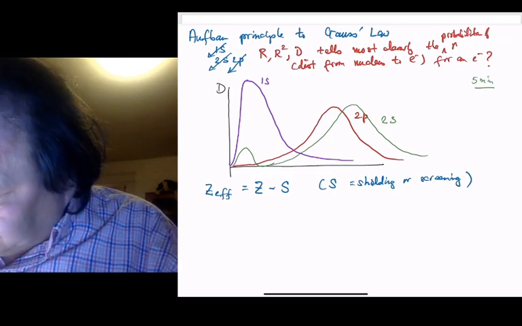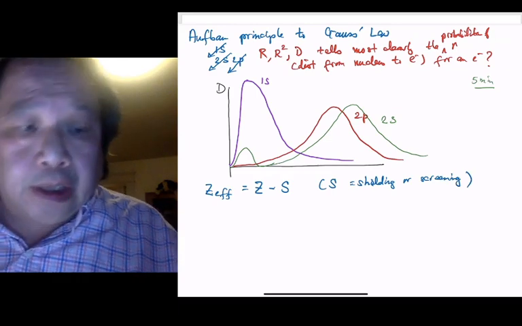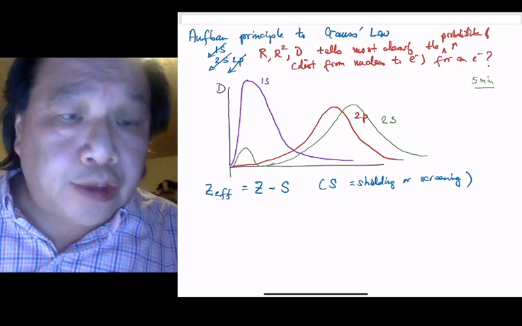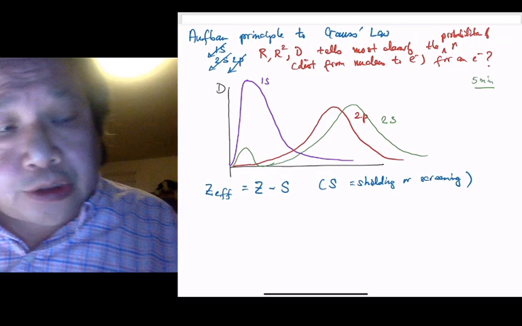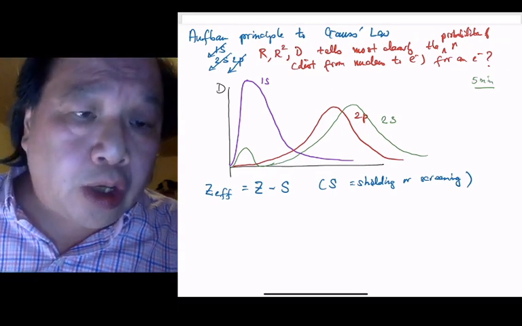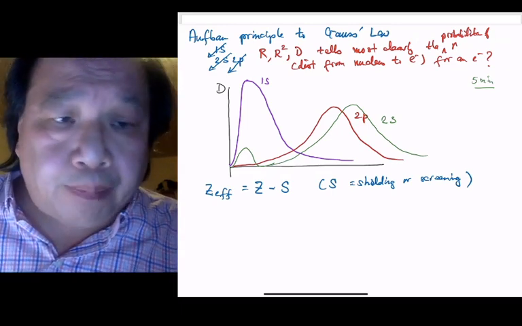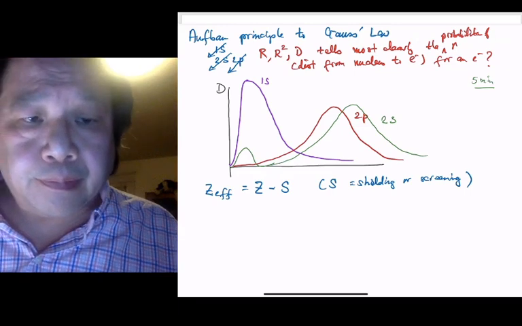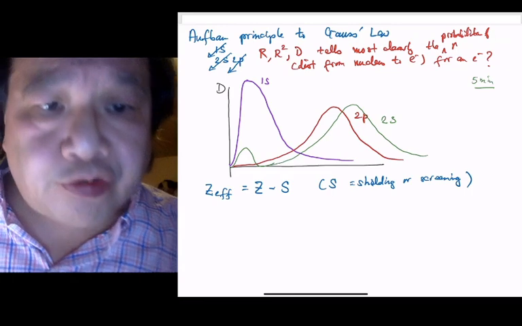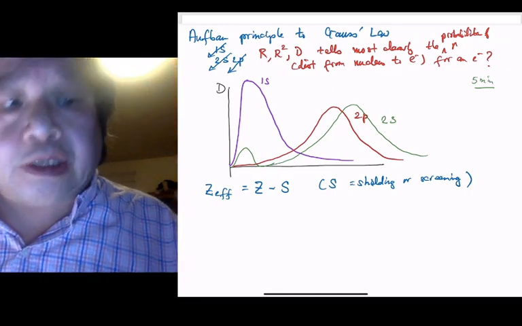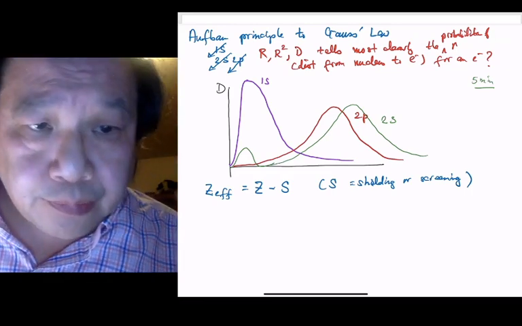Okay. Shielding is when the electron is in the interior. When the electron is in the interior, according to Gauss's law, it's as if it's where? Put it in chat. If the electron is in the interior of a spherical distribution, it's as if it's at the nucleus.